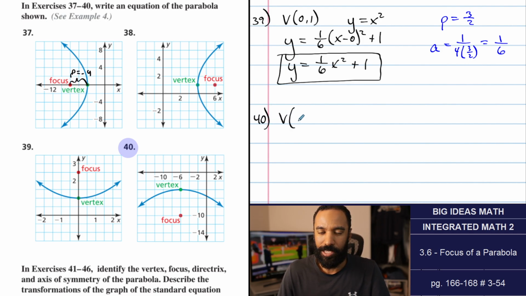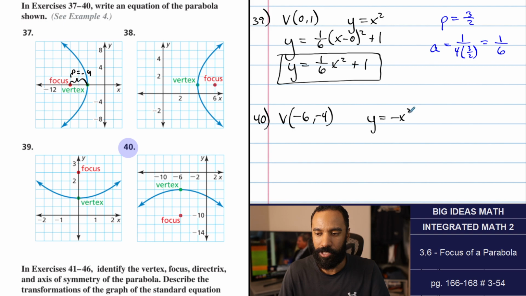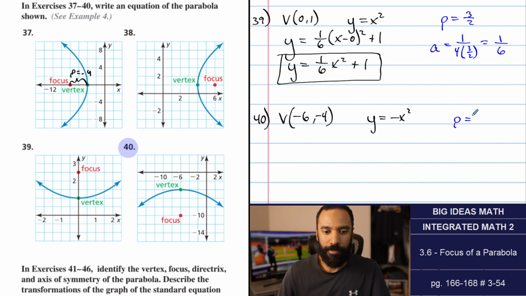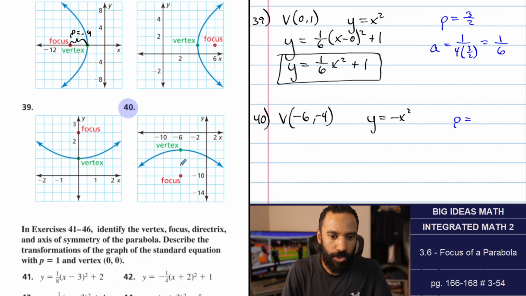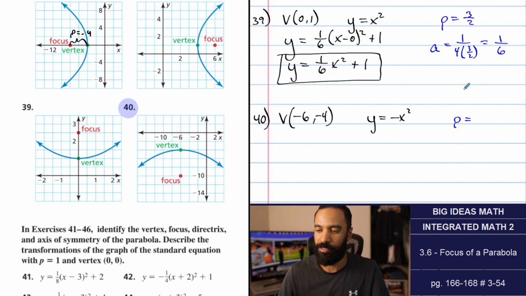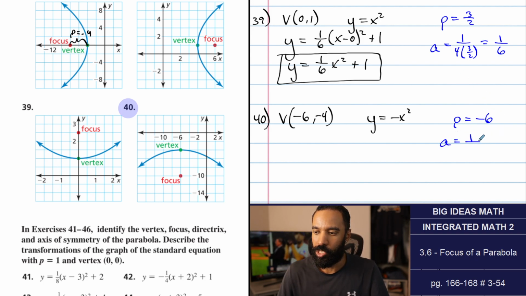The vertex is at -6, -4. That's your h, k. It is a y equals -x squared equation. Your p-value, the distance from vertex to focus, remember these go by 2s, so this will be 2, 4, 6. The p-value is -6. So for your a value, your vertical stretch, that's 1 over 4p, which is -1/24.